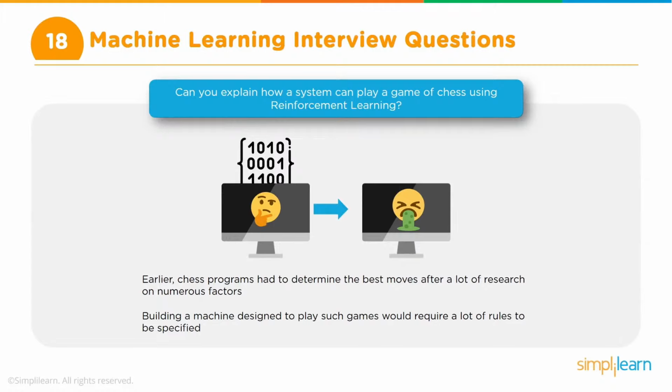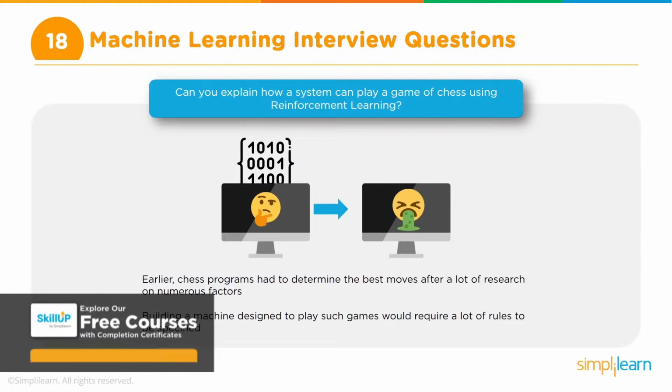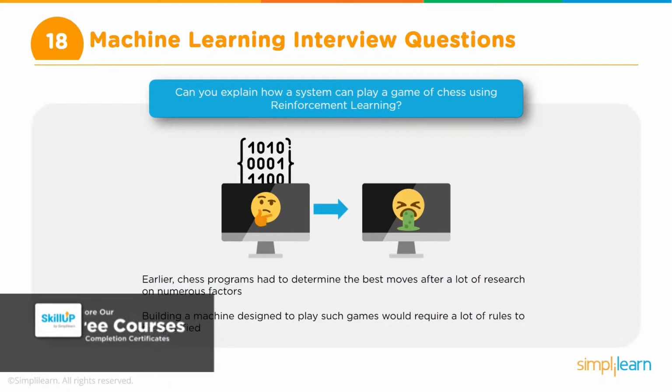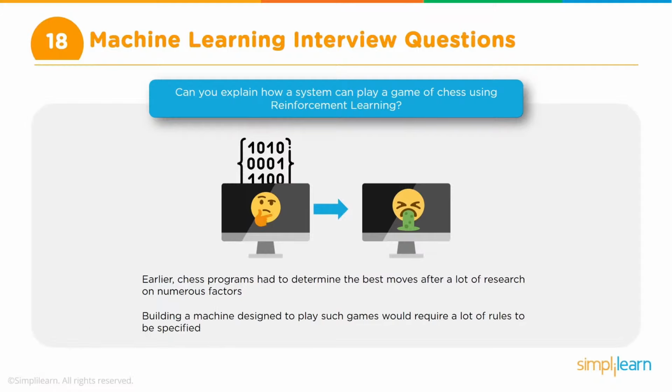And every time it takes a step which goes against that goal, contrary or in the reverse direction, it is penalized. Okay, so it is like a carrot and stick system. Now, how do you use this to create a system to play a game of chess? This could probably go back to the AlphaGo example, where AlphaGo defeated a human champion.